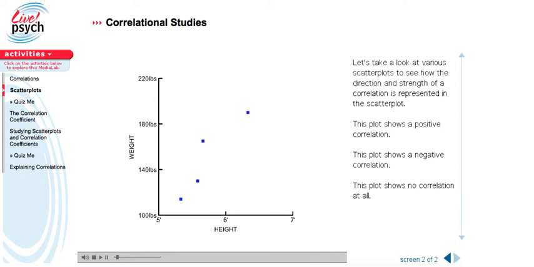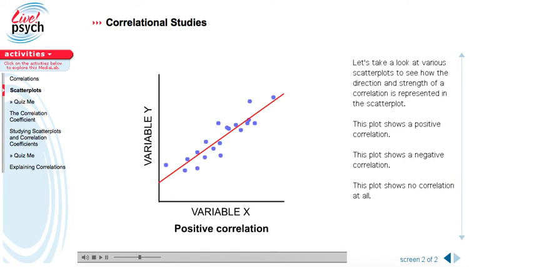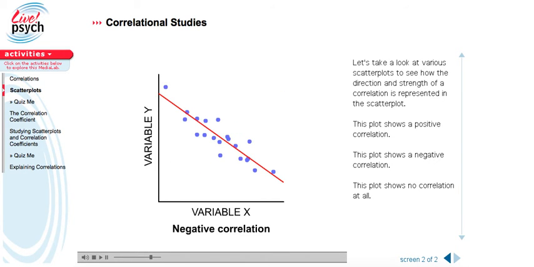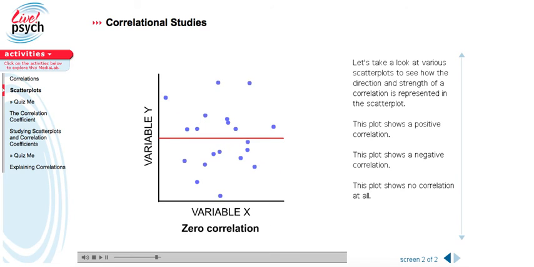Let's take a look at various scatter plots to see how the direction and strength of a correlation is represented in the scatter plot. This plot shows a positive correlation. This plot shows a negative correlation. This plot shows no correlation at all.